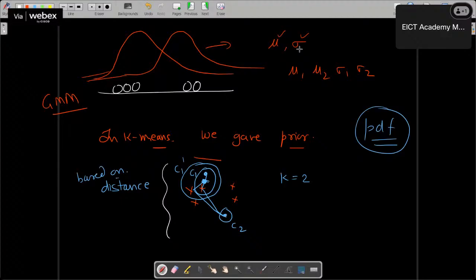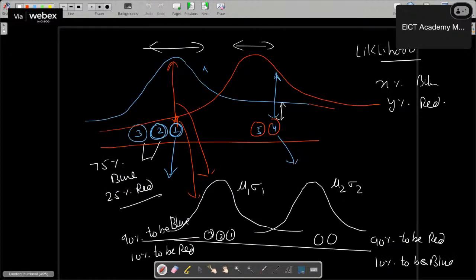Okay, so now this one is one dimensional. The same thing we can do in the two dimensional data set. In a two dimensional data set, that is a multivariate normal distribution in place of the normal Gaussian distribution. So multivariate normal distribution.